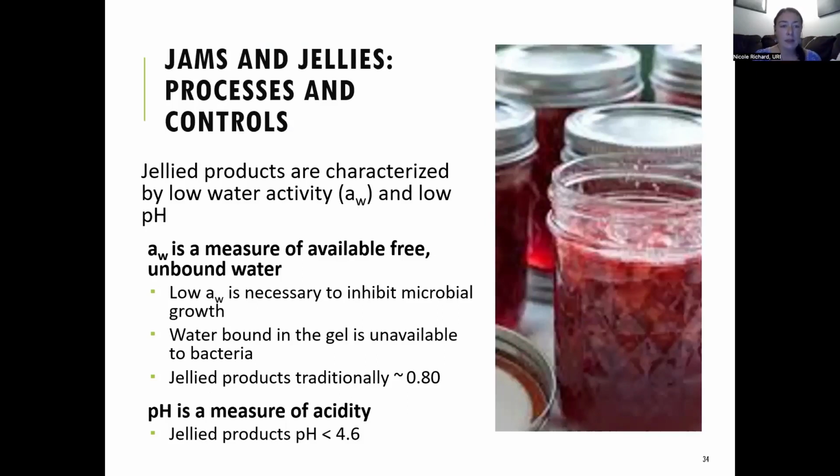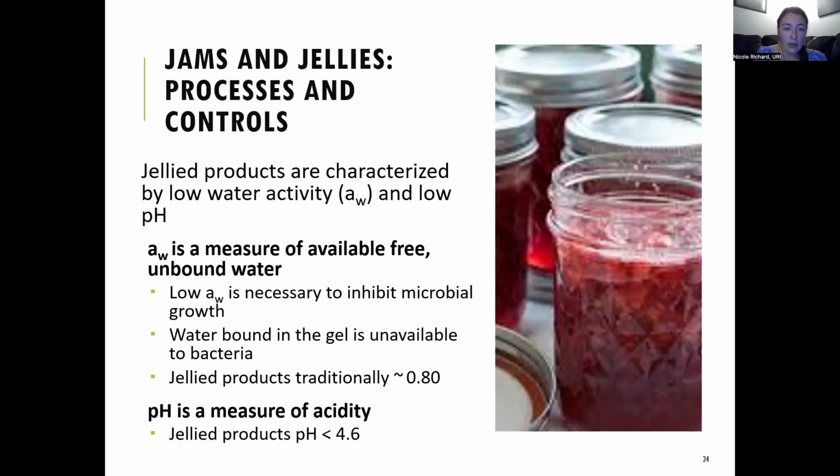pH. So what that means by low water activity is that water activity is a measure of the available free unbound water. And so that water that's available, if it's not bound, it's available for bacteria to utilize. So by creating a low water activity product, we're preventing bacteria from having the water that they need to live and survive. And we are potentially taking that away from them. Then the low pH prevents Clostridium from growing. So our concern with jams and jellies is really usually yeasts and molds.